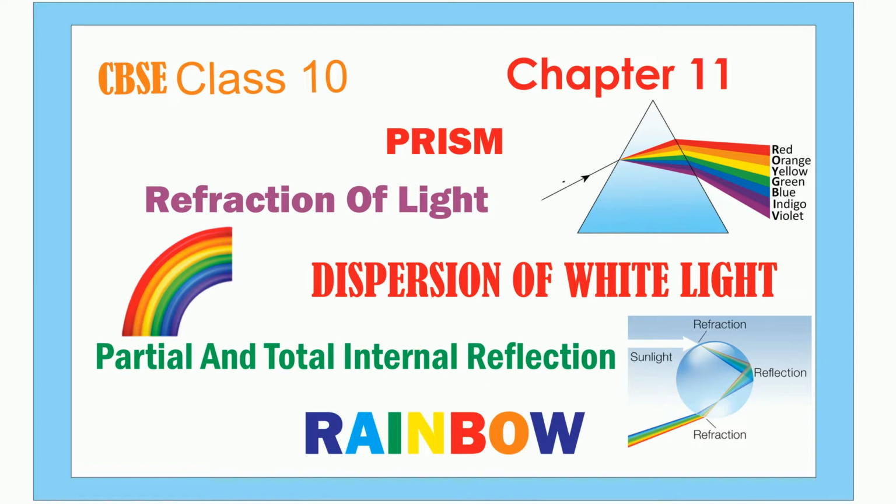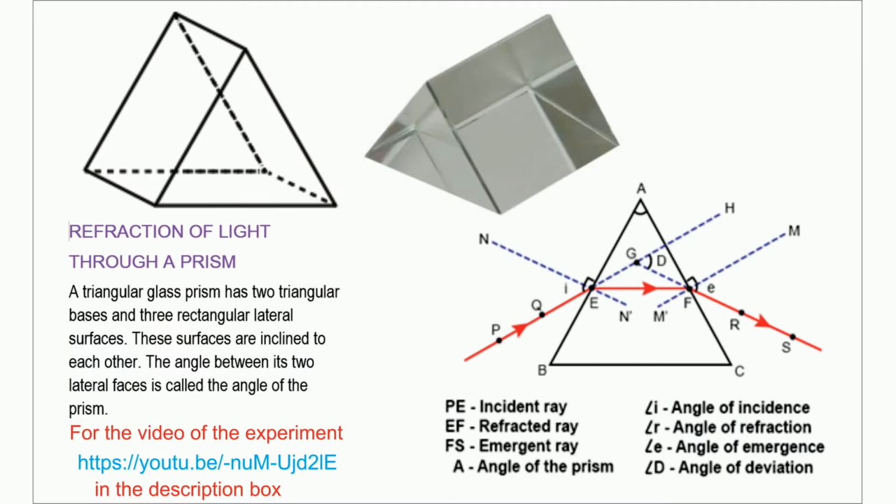And the most important thing, that is the rainbow, that we normally see in the rainy season. And this rainbow phenomenon is actually due to the refraction of the light as well as the partial and total internal reflection. So let us see in detail about all these aspects. First of all, about prism. Now what is prism? You are familiar with it.